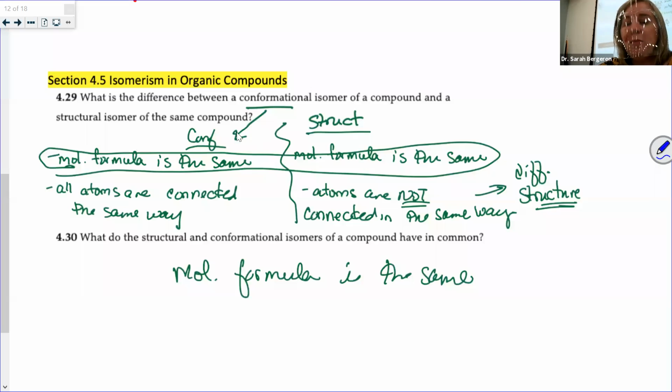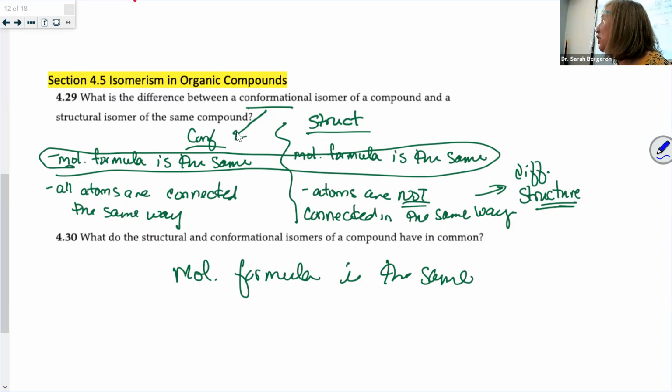If they're conformational isomers, their atoms are connected in the same way, like I still have my arms connected to my body, I can just kind of move them, right? That's a conformational isomer. But a structural isomer, you would take my arm and put it where my leg is and put my leg where my arm is. It wouldn't be the same, right? It wouldn't be the same molecule, okay? So it would be a different structure.